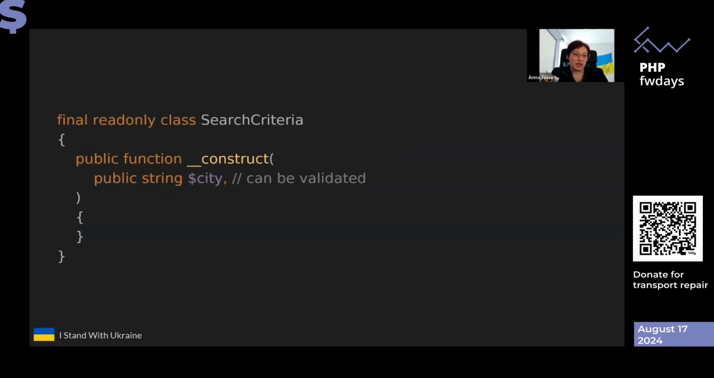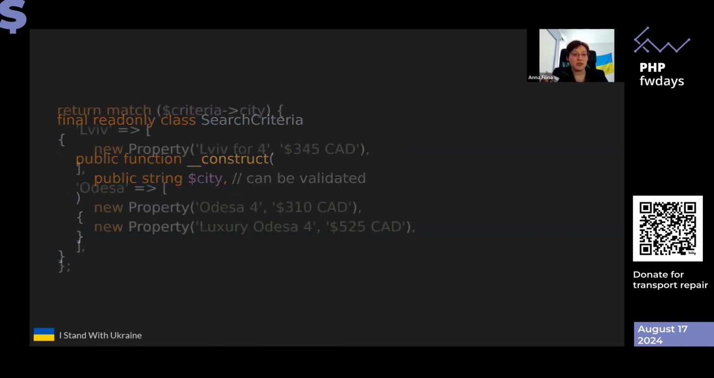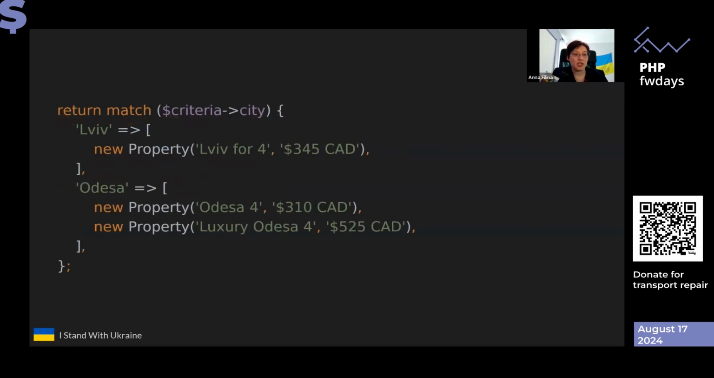Yeah, so now again, a very simple read-only class. We can also validate the city and throw exceptions if the city is invalid. We can also add later other criteria such as the dates and how many guests. But for now, we're just going to match on criteria city. There's something I don't like though.